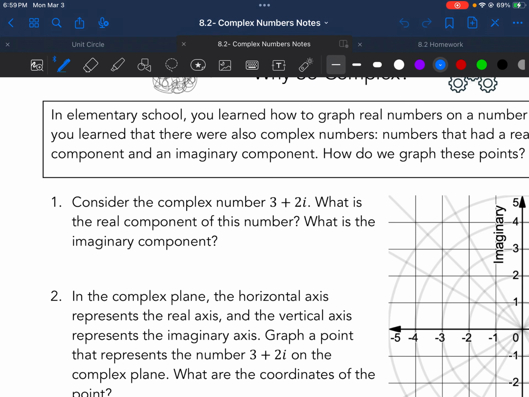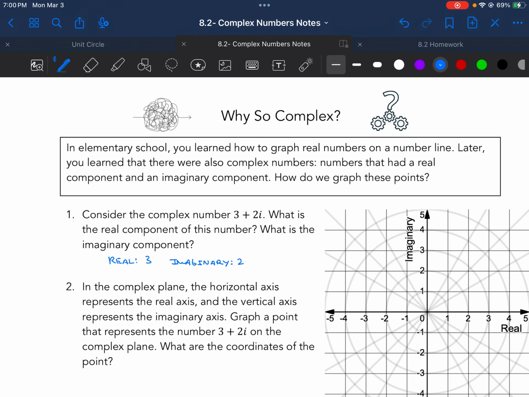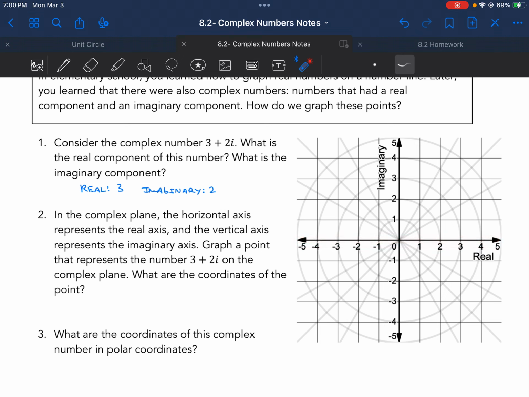All right, so here's an example of a complex number, 3 plus 2i. The real component is 3. The imaginary component is the component with the i. Okay, so the imaginary component is 2. Now, in the complex plane, and we can see it right here, we have the real axis, which is taking the place of the x-axis, and we have the imaginary axis, which is taking the place of the y-axis.